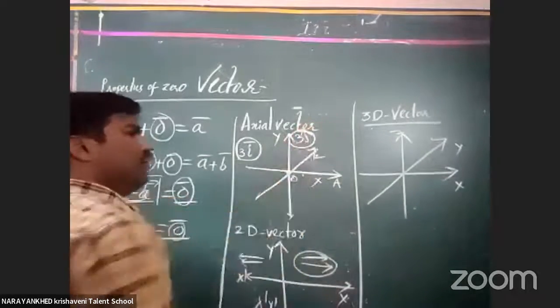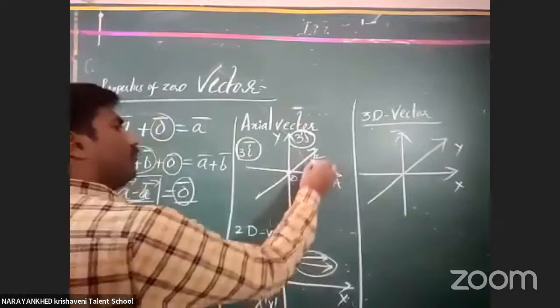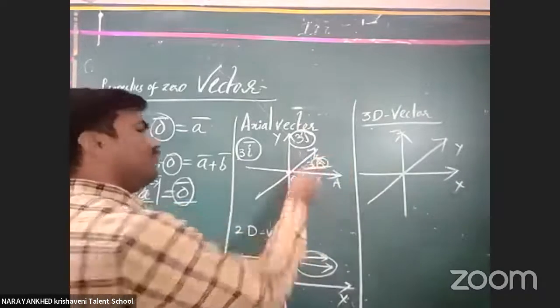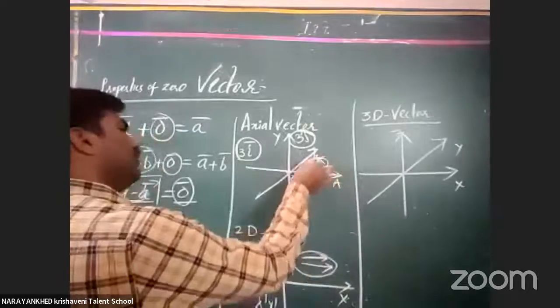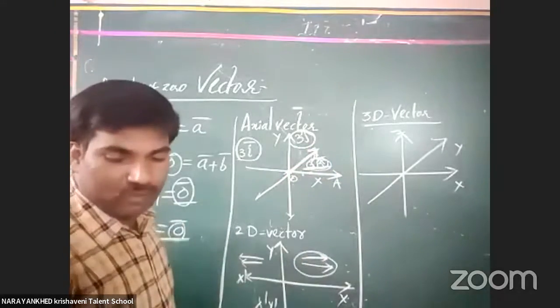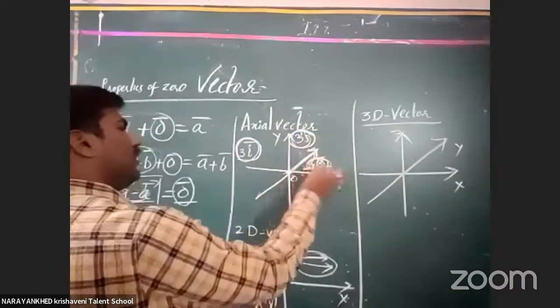j bar is a unit vector along the y-axis. Suppose you take 3 k bar only. The k bar is what? The k bar is the unit vector along the z-axis. Got it? Yes, I hope you got it here. 3 i bar, 3 j bar, 3 k bar.